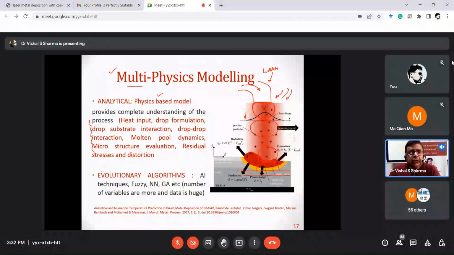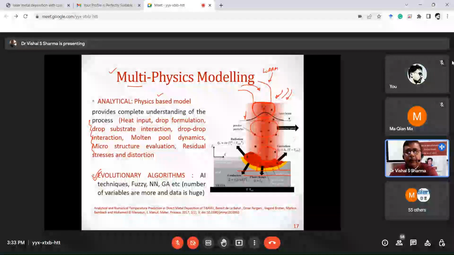In addition to this, we also have exposure to using evolutionary algorithms. These days, evolutionary algorithms and AI techniques are being deployed in almost all domains.